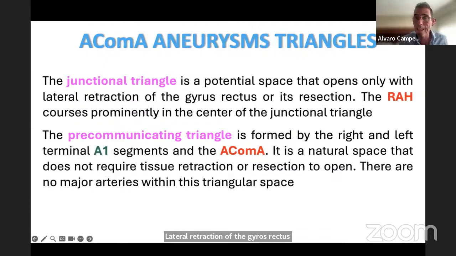So we have to take care about the recurrent artery of Heubner, because it is in the center of the junctional triangle. And the precommunicating triangle is formed by the right and left terminal A1 segments and the ACom artery. It is a natural space that does not require tissue retraction or resection to open. There are no major arteries within this triangular space.